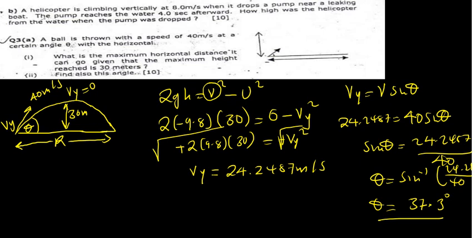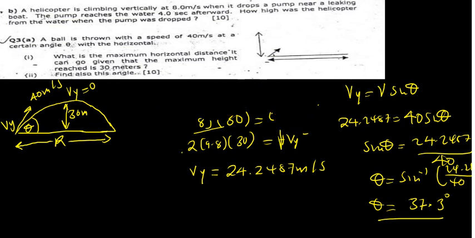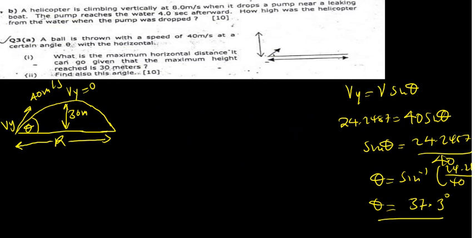So we've calculated the second part, find also the angle. Now we can work out the first question. What is the maximum horizontal distance it can go? And how can we find the maximum horizontal distance? Well, one thing that we need to know first is the time of flight. The time it will take the stone to go up, reach the maximum point, and then come back. How do we find that?